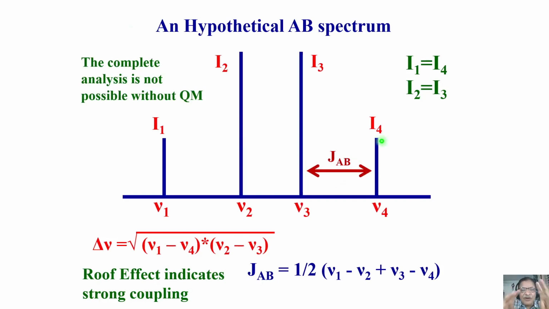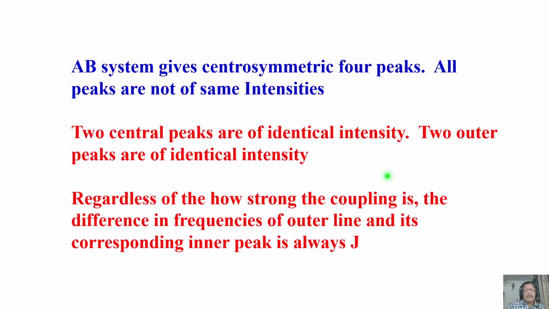Though simple, an analysis of a two coupled spin system is not possible without using quantum mechanics. You have to do quantum mechanical analysis. But I am not going into the detail. I am just giving you the information. This is enough if you know. Don't worry about how we get this. Remember, you take nu1 minus nu4, multiply by nu2 minus nu3, take the square root of that, you get the chemical shift difference. Just measure the outer line separations of this doublet and this doublet. You get J. That's all the analysis of AB.